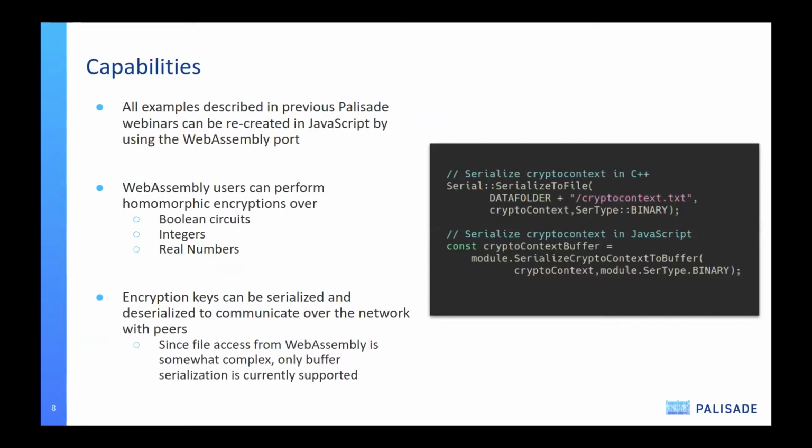So as previously described, WebAssembly users, being people who are using JavaScript or TypeScript, which then loads WebAssembly, can use PALISADE to perform homomorphic computations over Boolean circuits, integers, and real numbers. And we have a scheme optimized for each of those use cases. And we have serialization functionality that works with in-memory buffers. The reason that we don't have direct file serialization in the WebAssembly port at the moment is that with WebAssembly you have to mount a virtual file system to get that working. So we thought it would be simpler just to give the user a buffer and let them save or load from whatever file they want externally.